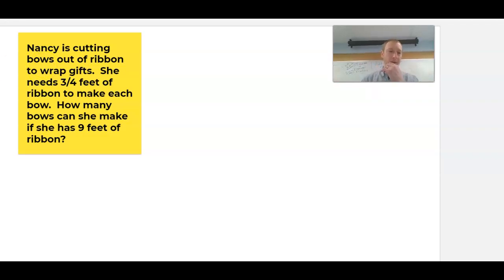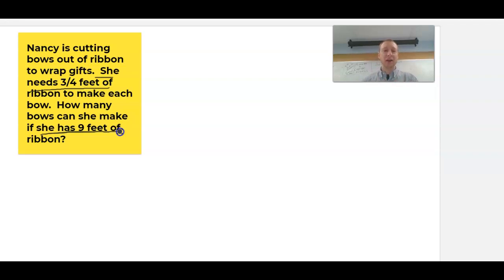So let's see here. Nancy's cutting bows out of ribbon to wrap gifts. She needs 3/4 feet of ribbon to make each bow. How many bows can she make if she has 9 feet of ribbon? So she needs 3/4 feet of ribbon. She has 9 feet. So how would you set this up? If you want to pause this video and set it up, go for it.